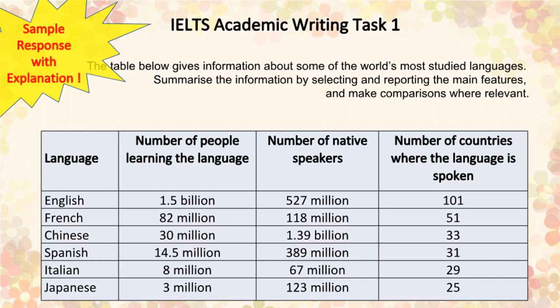In this task, we were given a table. The table below gives information about some of the world's most studied languages. Summarize the information by selecting and reporting the main features. And make comparisons where relevant. Pause the video here and make notes of what you will mention in your essay. Or better, try writing your own response before you see ours.